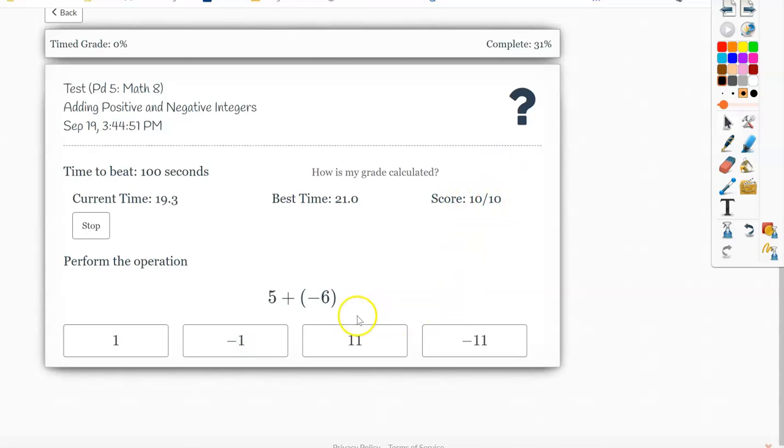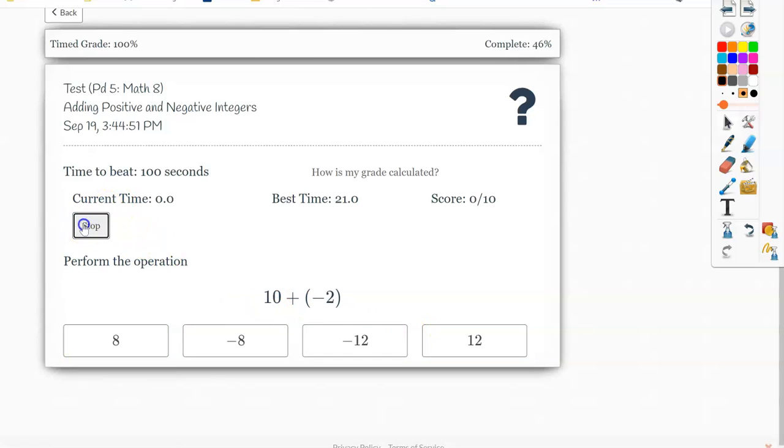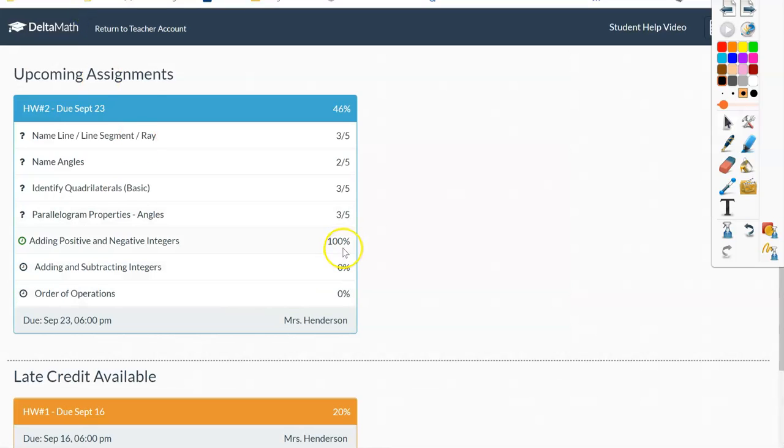See, I got 10 out of 10. 5, -6, -1. All right, so I made a mistake to end it. And whoops, stop it, go back. Yep, got 100% because I got 10 out of 10.